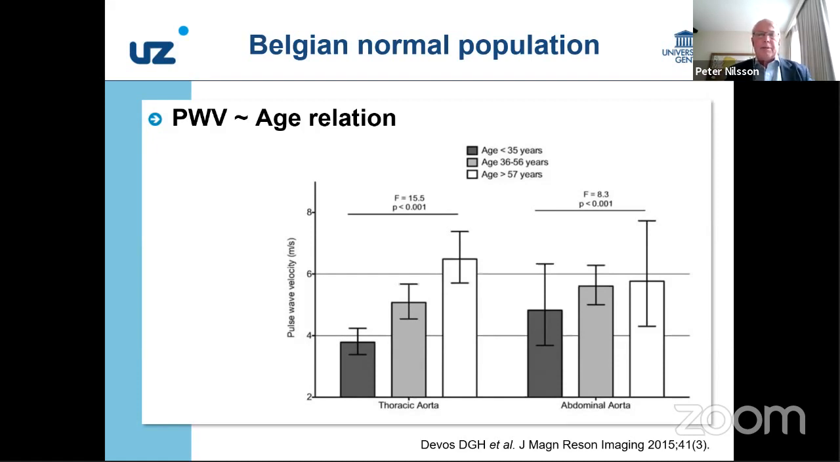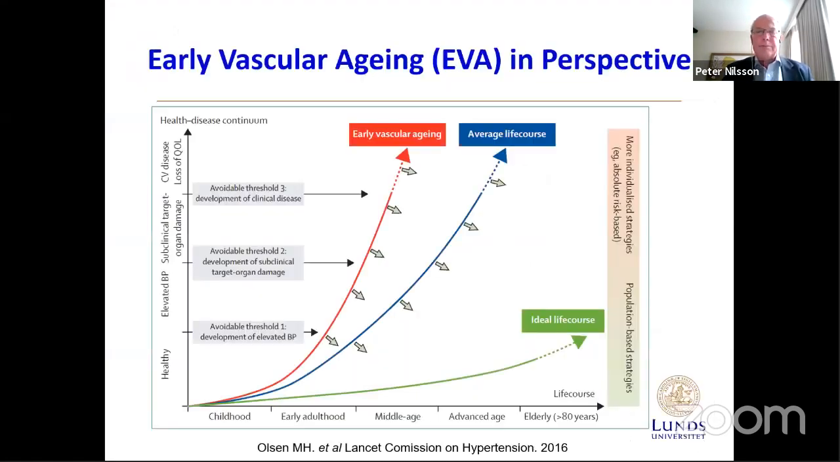As you can see on this slide, this is especially pronounced in the thoracic part of the aorta that will stiffen typically with age. So we are interested to understand the background of this, how it works, who is affected, and what can be done about this. This concept of early vascular aging was also introduced by the Lancet Commission on Hypertension in 2016, a more developed view on this, as you can see in red, early vascular aging, then in blue, average life course, and in green, the ideal life course.